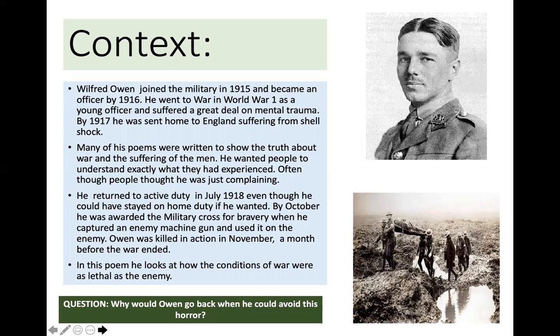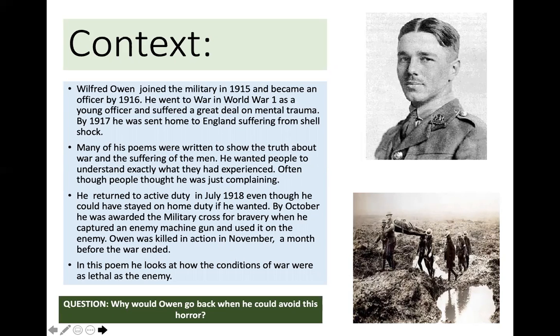But I think Wilfred Owen just really wanted people to be aware of the other side of the truth, the ugly side of war. And often people thought he was just complaining. It's quite interesting, though, that he returned to war despite all his quote unquote complaints, which weren't really complaints, but just a revelation. He returned to war in 1918, even though he could have stayed at home on home duty because of his previous injuries. Given the choice, he went back.